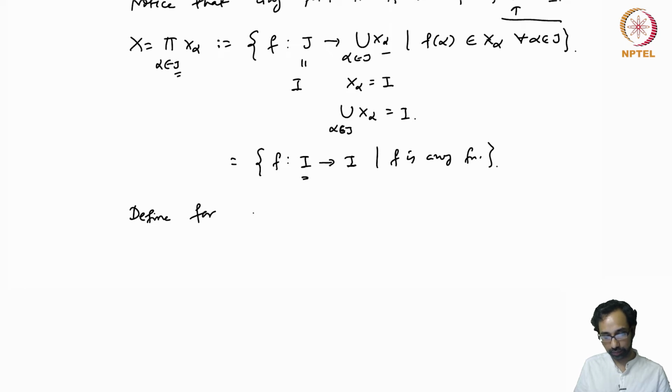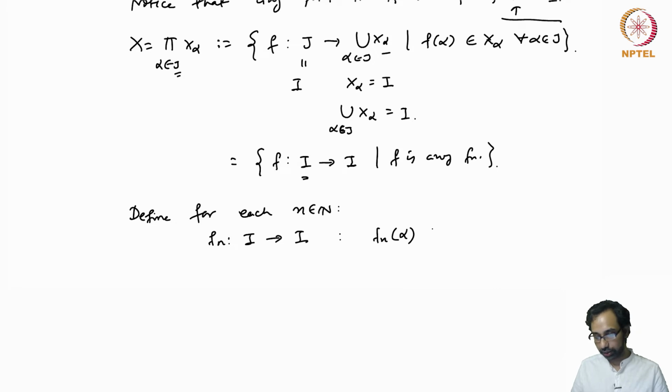So define, for each n in N, the function f_n, which is from the unit interval to the unit interval, and this is defined as follows. f_n of some point alpha is equal to the nth digit in the binary expansion of this number alpha.